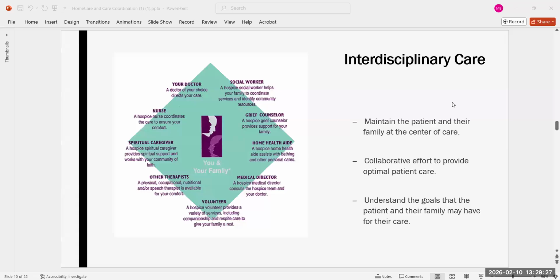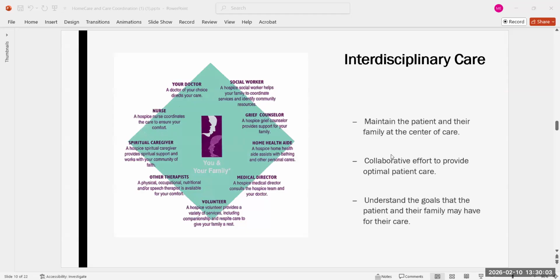When looking at interdisciplinary care with professional communication, this can be a priority for the patient. We're maintaining the patient and their family at the center of their care, and it helps with the shared decision making between client and family. It can be collaborative to provide optimal patient care, and it helps to understand the goals that the patient and the family may have for their care specifically. So over here on the left are just examples of individuals that could be part of that collaborative process.